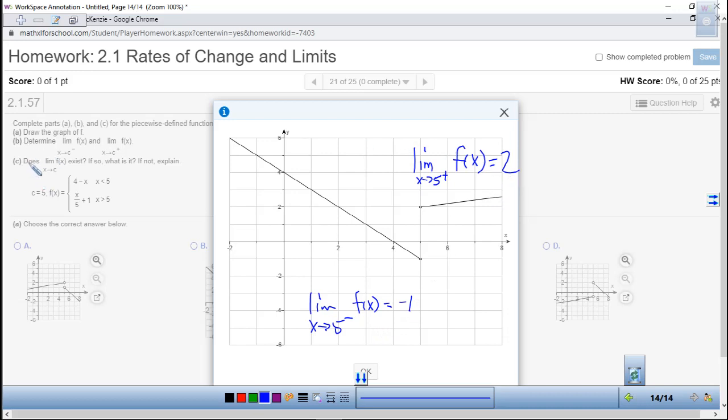And part C, does the limit as x approaches c exist? Well, right there, because we're approaching 2 different values, we know no, the limit does not exist. So the answer for that one would be no. If so, what is it? Well, it doesn't. If not, explain. Well, it approaches 2 different values from the different sides of 5, from the left and the right. The left and right limits approaching 5 are not the same number, therefore the limit doesn't exist. Remember, that's one of the reasons why a limit doesn't exist. We're approaching two different values from the two different sides.